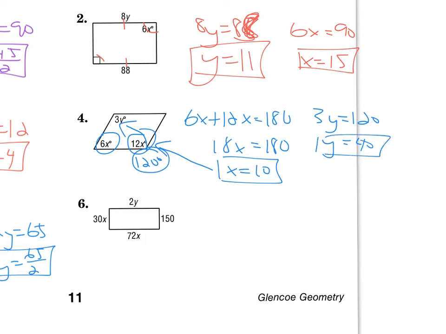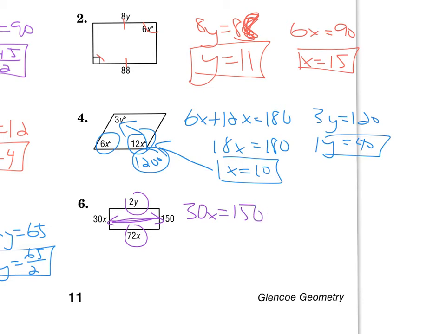Last problem on this page. This is just a very straightforward one. You just have to set the opposite sides equal to each other because opposite sides are congruent. But I'm going to be very specific about which one I choose first. I'm not going to use the 2y and the 72x first because it's two separate variables. Instead, I'm going to combine the 150 and the 30x because there's only one variable involved. I can actually solve for it.